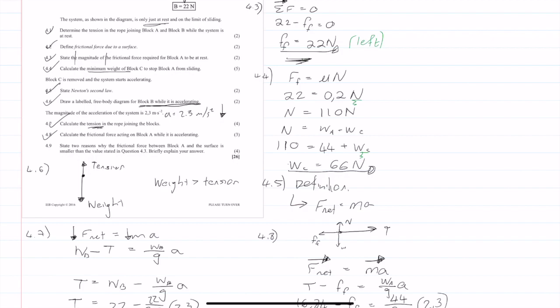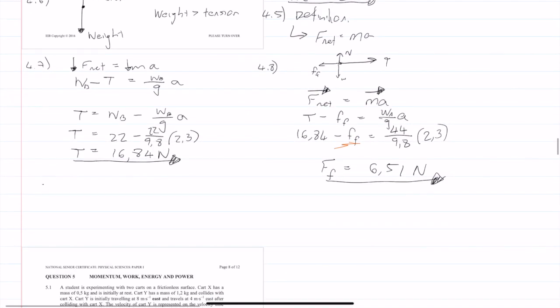So question 4.9, state 2 reasons why the frictional force between block A and the surface is smaller than the value calculated before. Briefly explain. Okay, so 2 reasons. What are the 2 reasons? So this is a theory question. Firstly, we know that the normal force is less because block C has been removed.